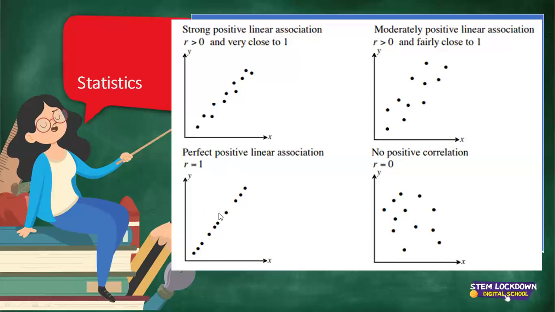All the points are all aligned. So it's saying here, because all the points are aligned, it's a perfectly positive relationship. Positive in the sense that the gradient slopes upward from left to right. So if you calculate the correlation coefficient with your calculator, R will be equal to 1.